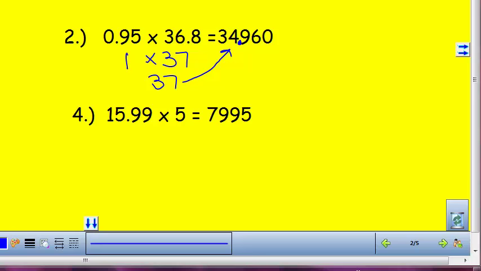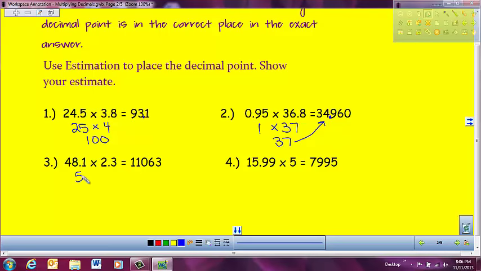Try number 3, 48.1. I maybe would change that to 50 times 2. That's easy for me to do in my head. I get 100. So looking at this number over here, I don't want 11,063. I want this number to be close to 100. So I'm going to put the decimal right here. So I get 110.63. Again, close to my estimate.